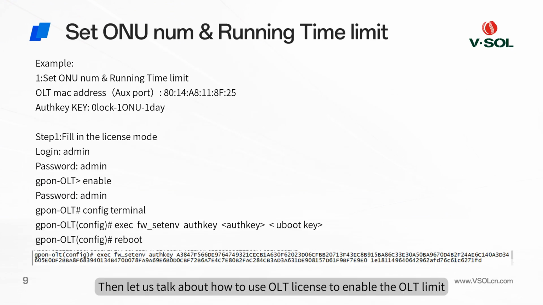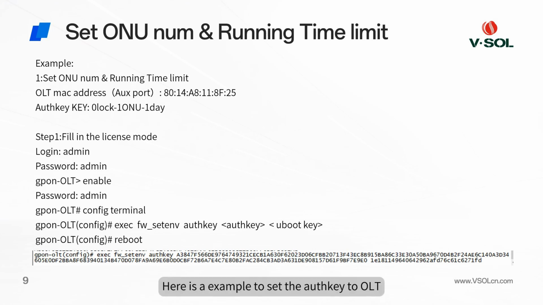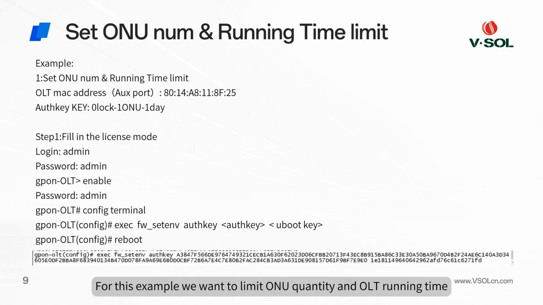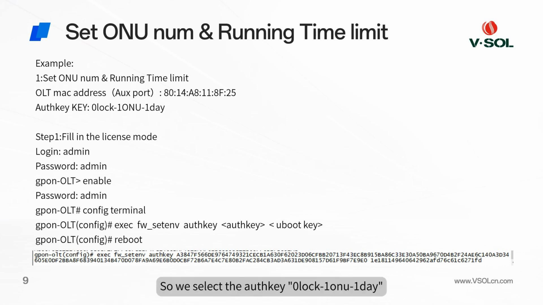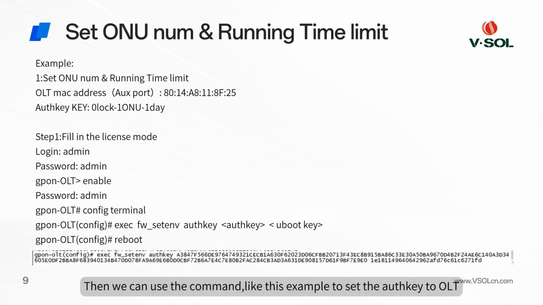Then let us talk about how to use OLT license to enable the OLT limit. Here is the example to set the off key to OLT. For this example, we want to limit ONU quantity and OLT running time, so we select the off key 0 lock 1 ONU 1 day. Then we can use the command, like this example, to set the off key to OLT.